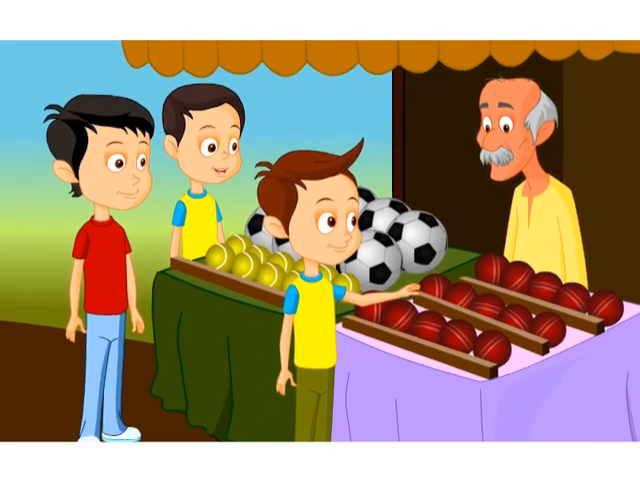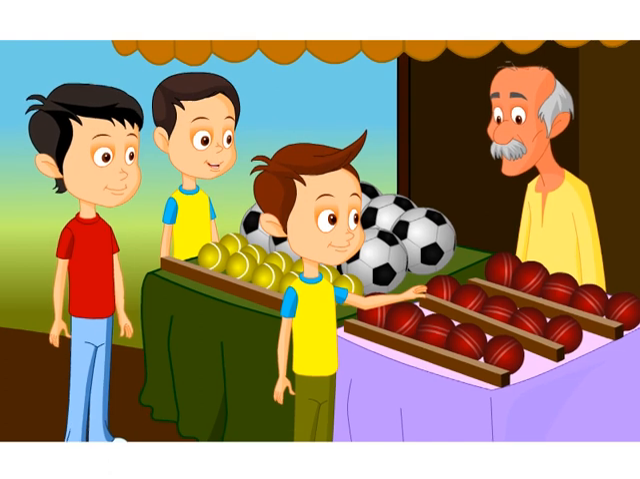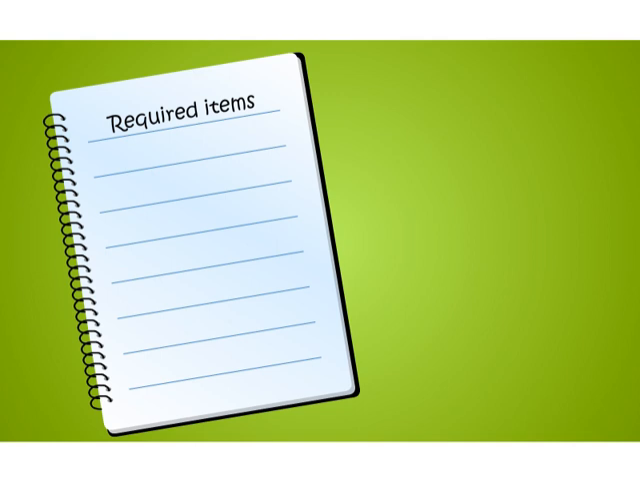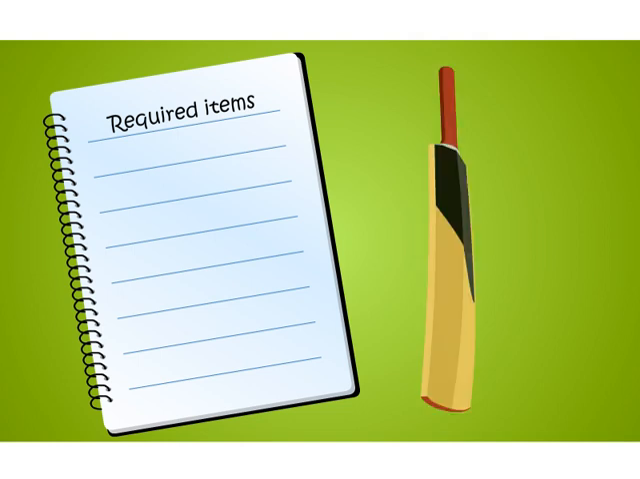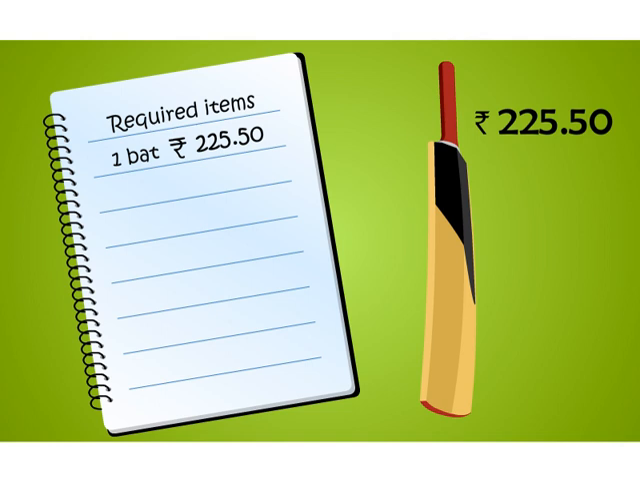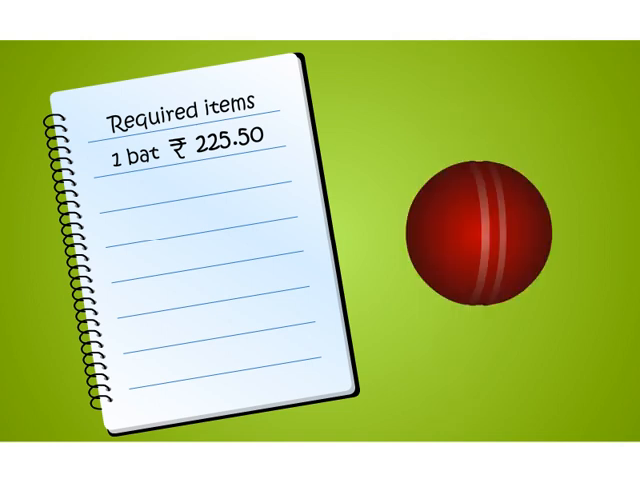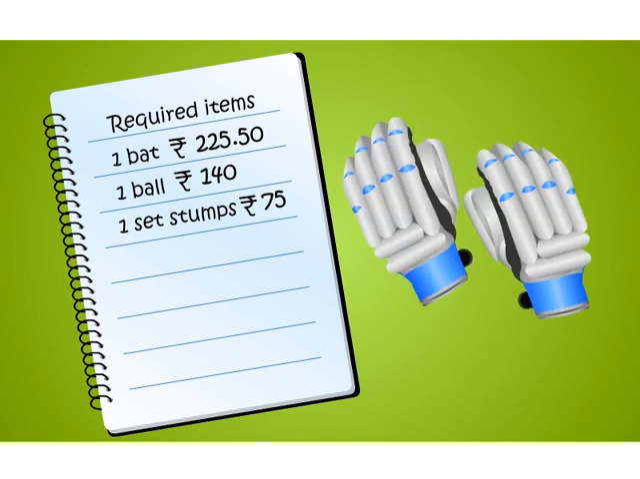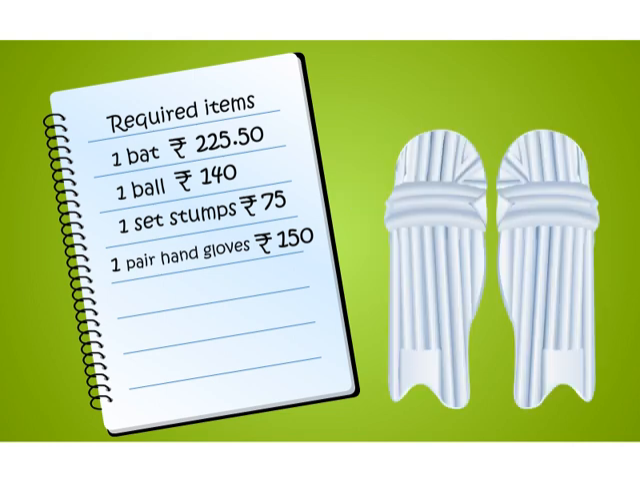The boys still have to buy the remaining items, but they are not sure whether the money is sufficient to buy all the items. So, John takes his diary and prepares a list of required items along with their prices. The cost of one bat is rupees 225 and 50 paise. One ball costs rupees 140. One set of stumps costs rupees 75. One pair of hand gloves will cost rupees 150 and they want to just buy one pair. One pair of knee pads will cost rupees 200 and they again want to buy just one pair.